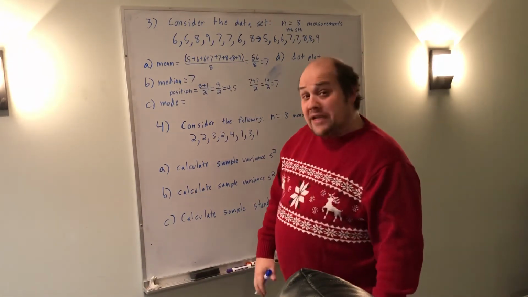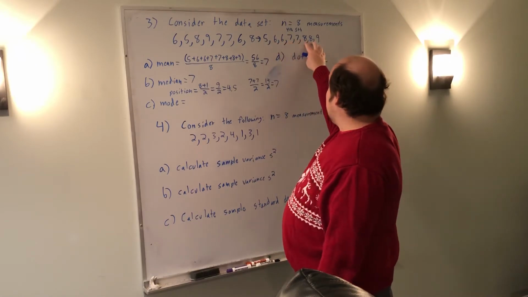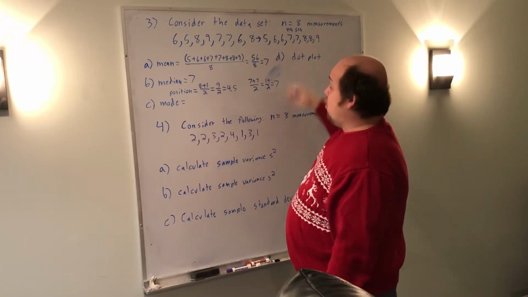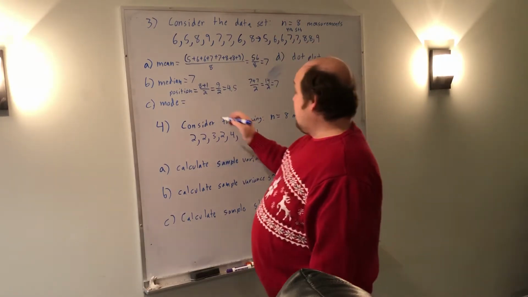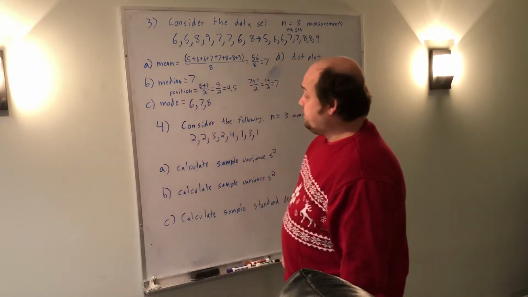Mode's probably the trickiest one, which is weird, but in this case, I have 6 twice, 7 twice, and 8 twice, 5 and 9 only once. So 6, 7, and 8 are all parts of the mode. I would want to write my mode as 6, 7, 8.